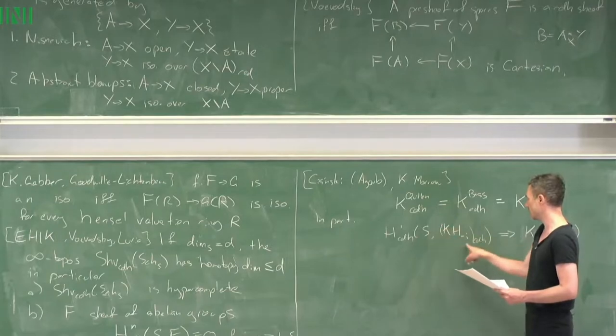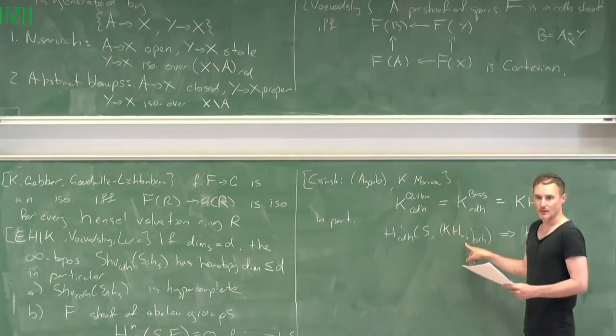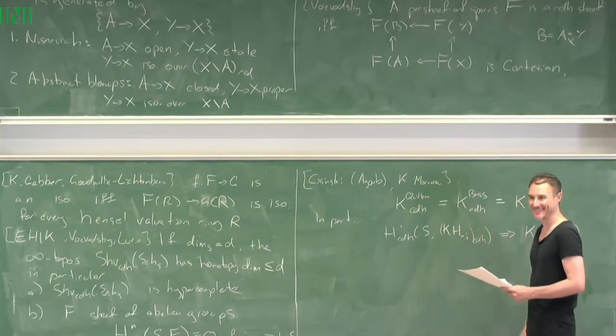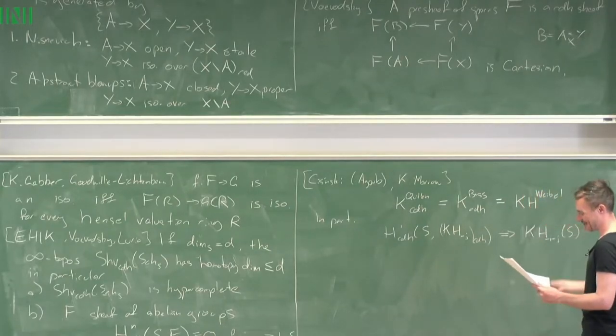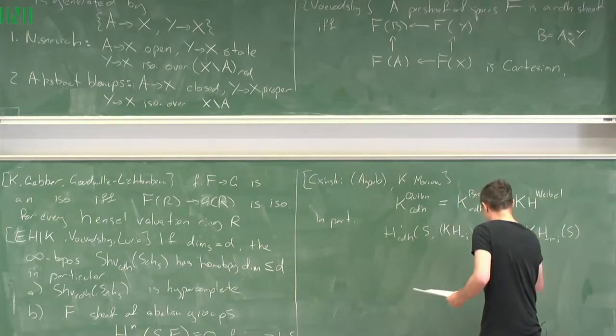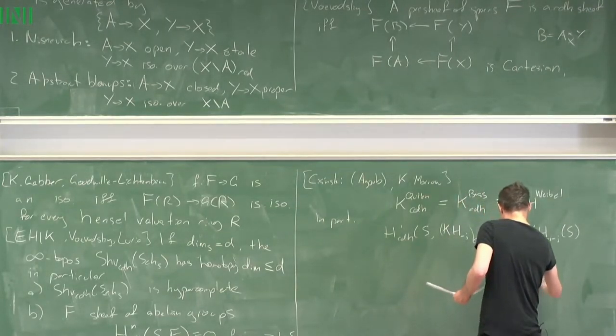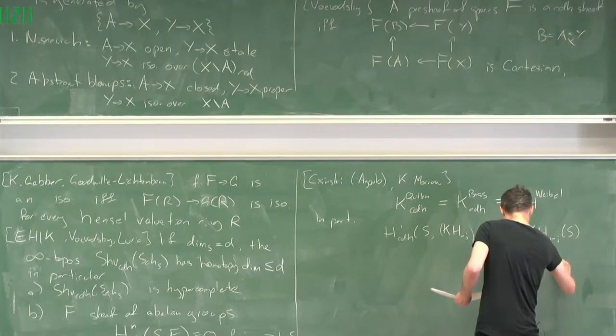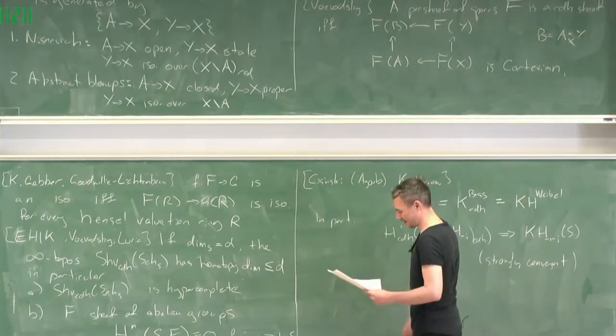So this will vanish for J in the appropriate part. Which means that, from this, you can deduce that it's strongly convergent. Yeah, so it's strongly convergent by that vanishing.